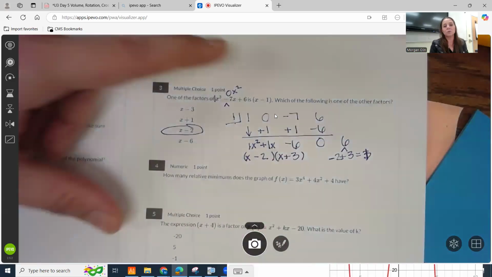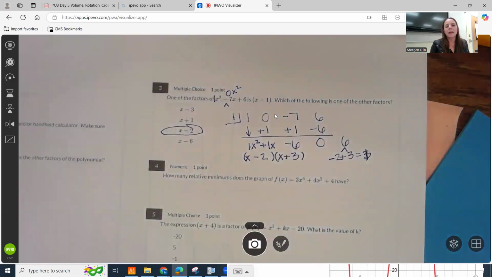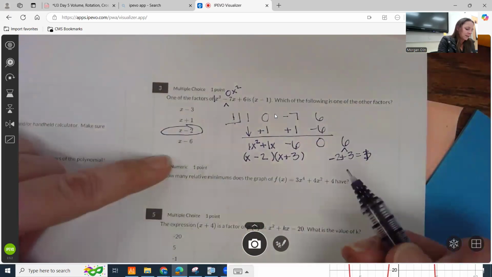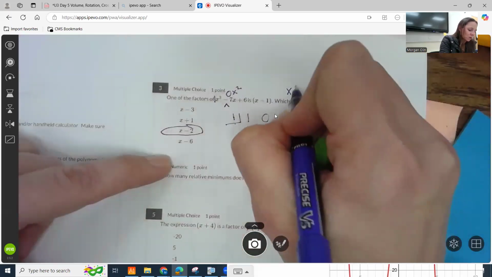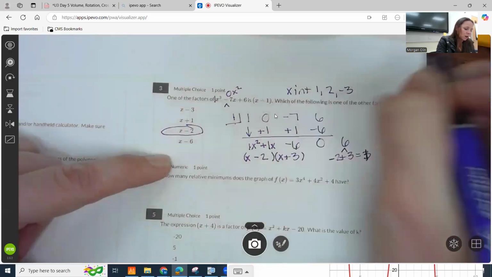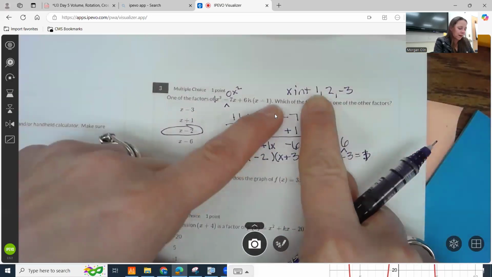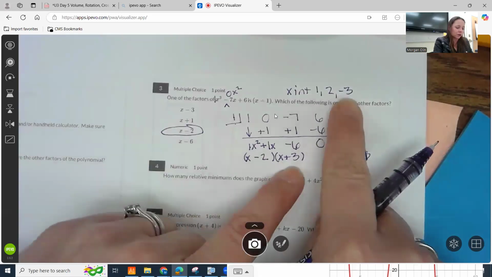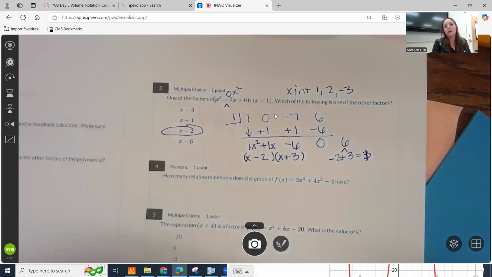Only x minus 2 shows up. All right. Now, again, you're going to see the x-intercepts if you were to graph it at 1, 2, and negative 3. Use the opposite. So x minus 1 is a factor, x minus 2 is a factor, and then x plus 3 is a factor. You can do that as well.